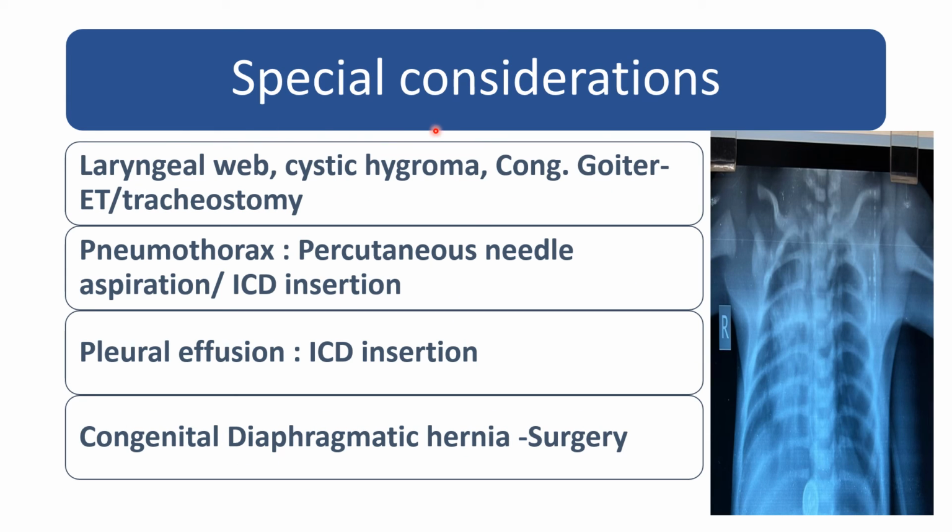Some special considerations. For example, if the patient has a laryngeal web, cystic hygroma, or congenital goiter, in such a case early intubation and tracheostomy may be required. If pneumothorax, then percutaneous needle insertion should be done in the second intercostal space in the mid-clavicular line, and ICD insertion should also be done. If pleural effusion, then ICD insertion. In congenital diaphragmatic hernia, urgent surgery should be done. So such special considerations should be kept in mind.